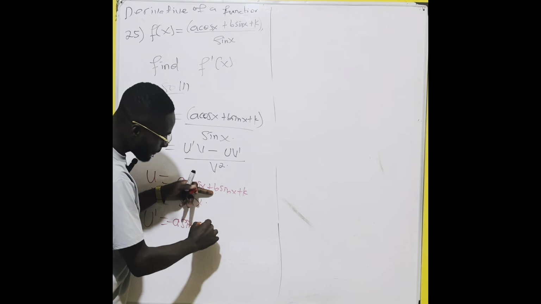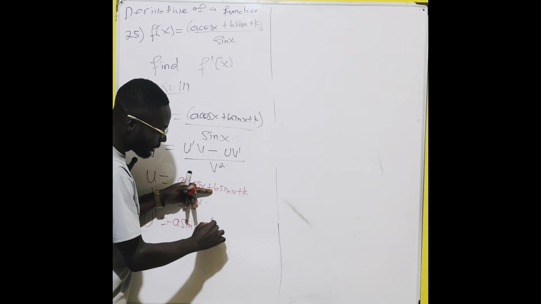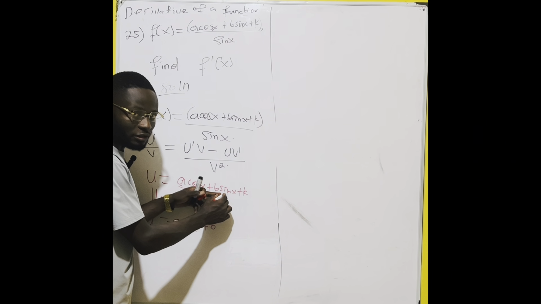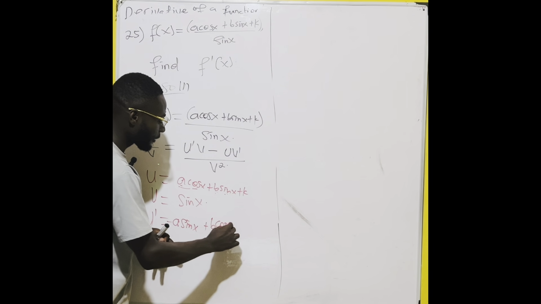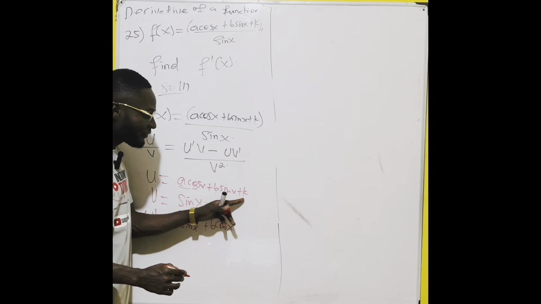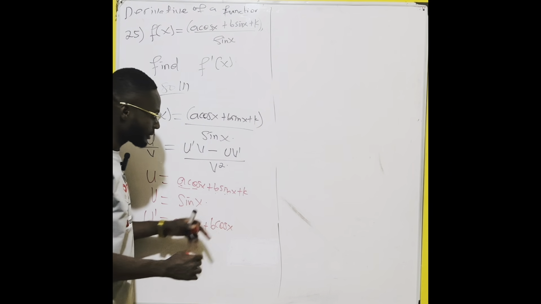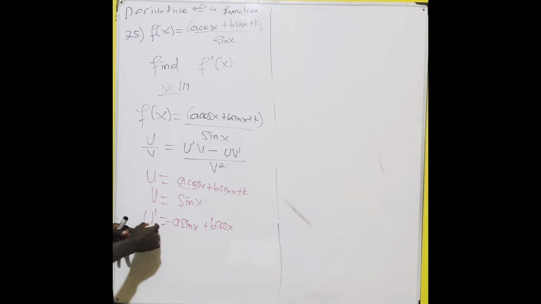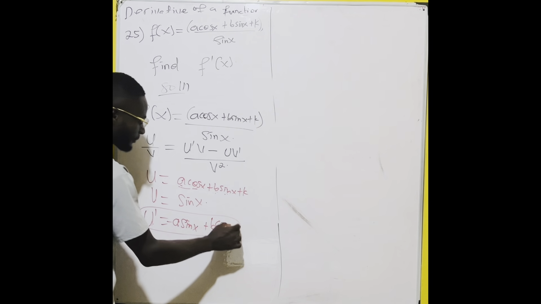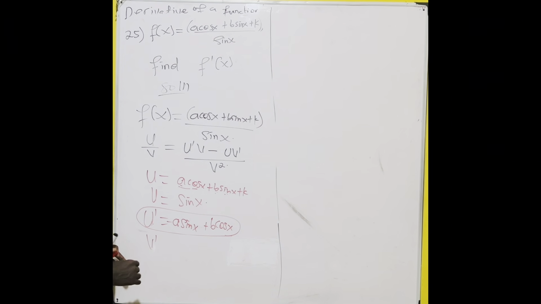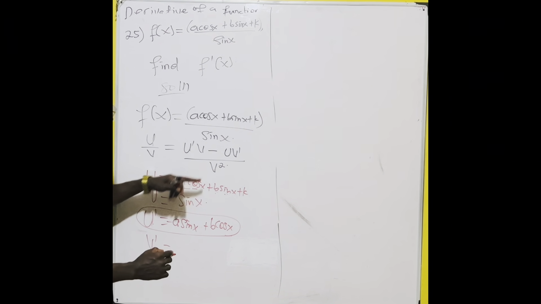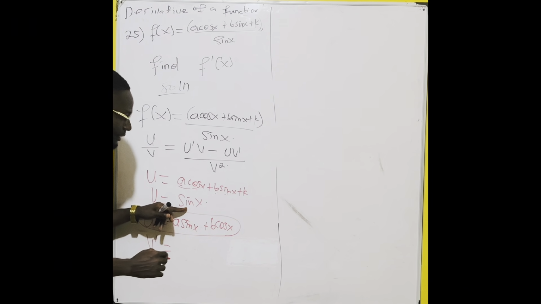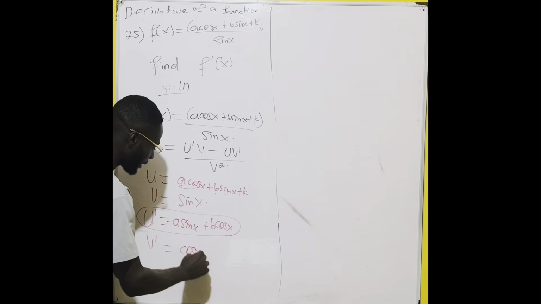So plus we maintain b, then we differentiate sine x. The derivative of sine x becomes cos x. So we have cos x. Then when you differentiate k, which is a constant, that becomes 0. So that is u prime, right? So we have to get our v prime, and this is the v. So v prime becomes the derivative of sine x, and that is cos x.